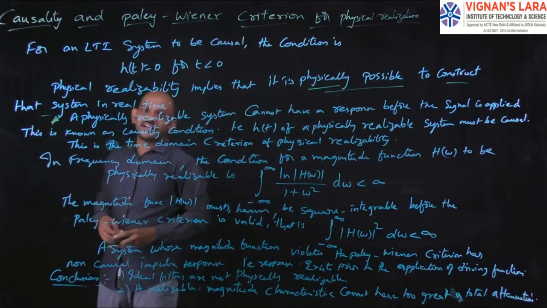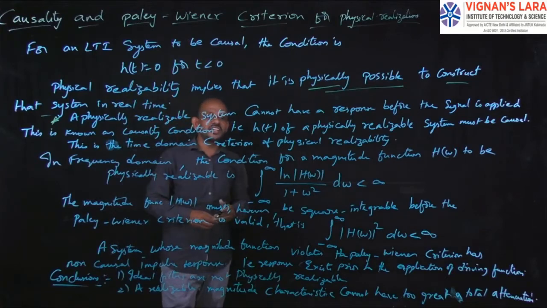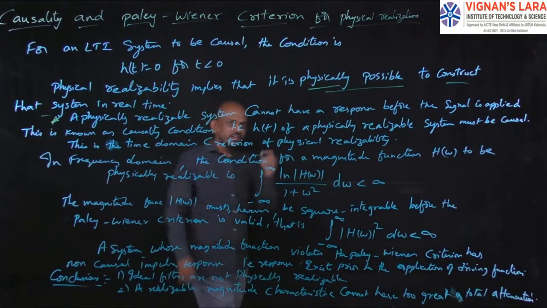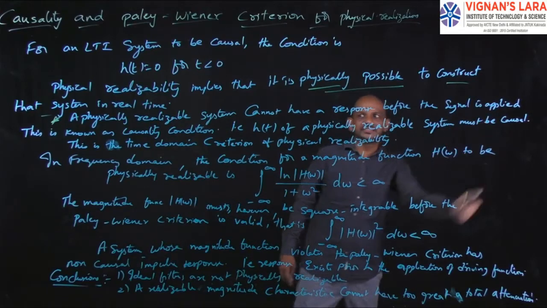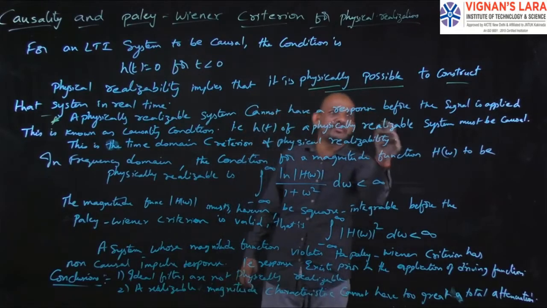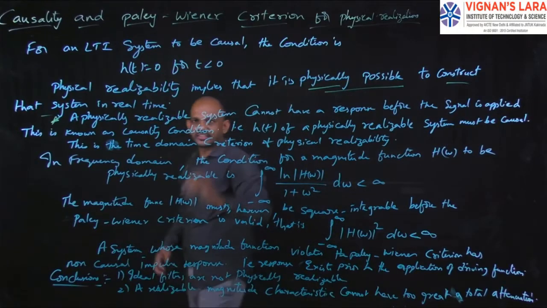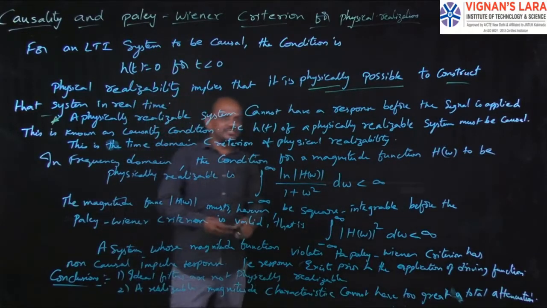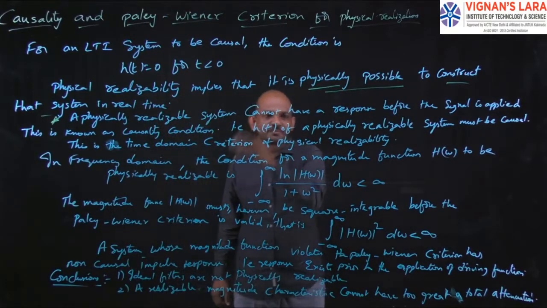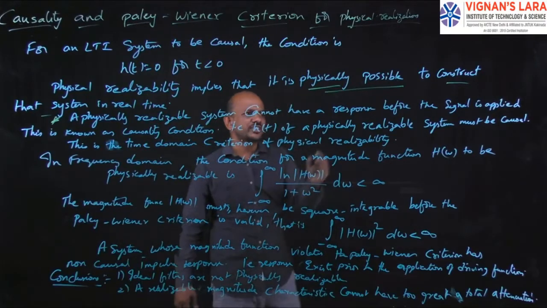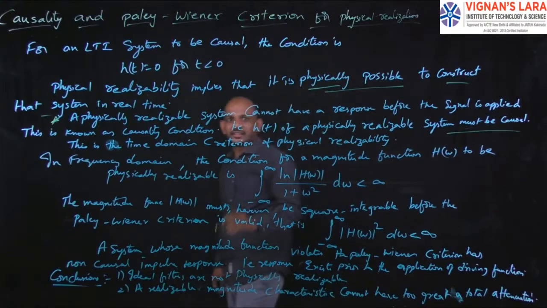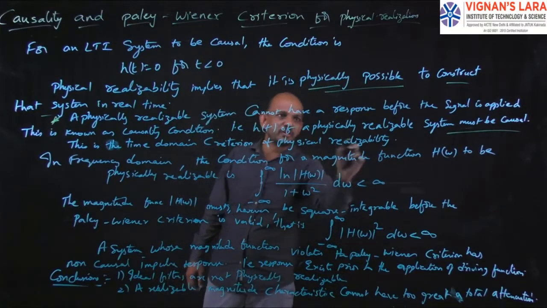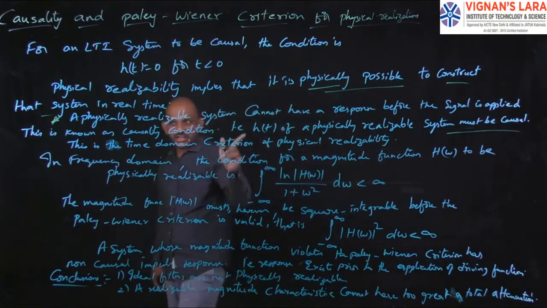This is known as the causality condition. The system has to produce the response only after the signal is applied. That is known as the causality condition. So h of t, the impulse response of a physically realizable system, must be causal.